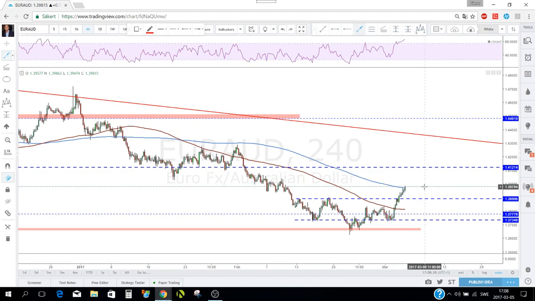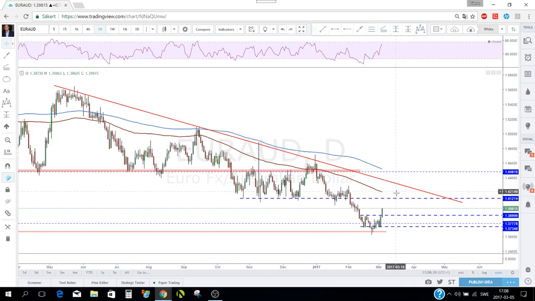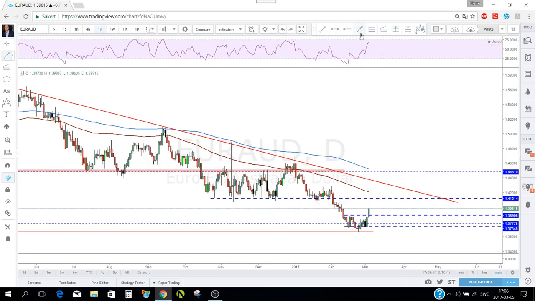If price really makes it back up here, even though it's oversold on the 4 hour, if we go to the daily, you see that we have a little bit more room to go for the upside. I will be looking at this level to try to take a trend continuation or another bounce to the downside.